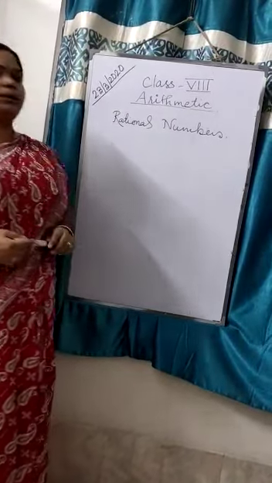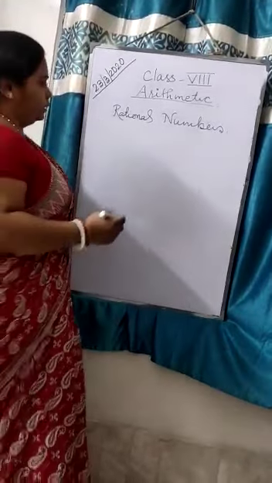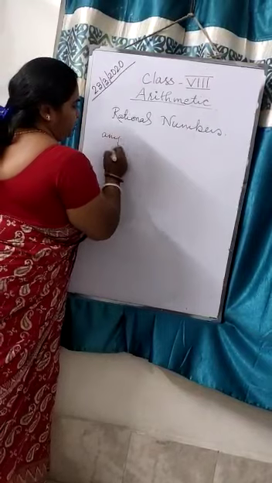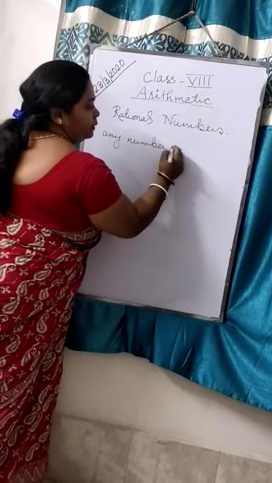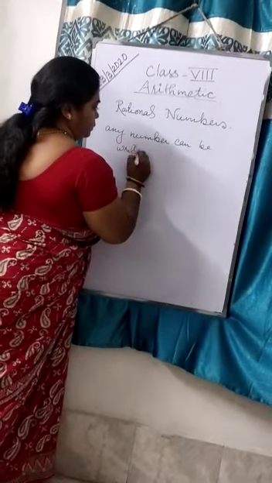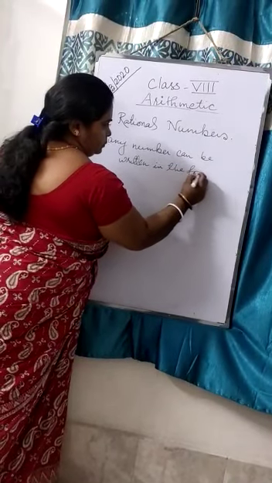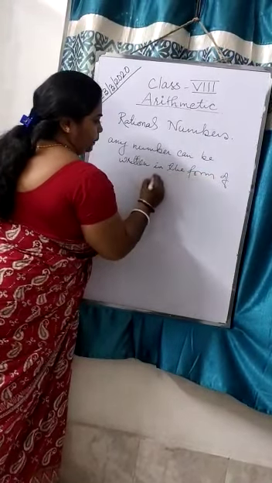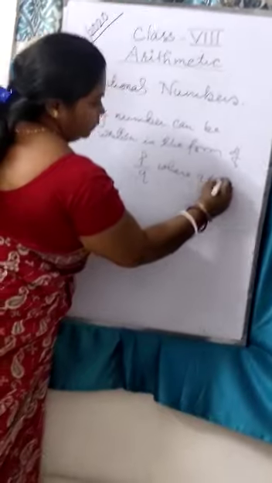Today we are going to read about rational numbers. What is a rational number? Any number which can be written in the form of p by q, where q is not equal to 0, is called a rational number.